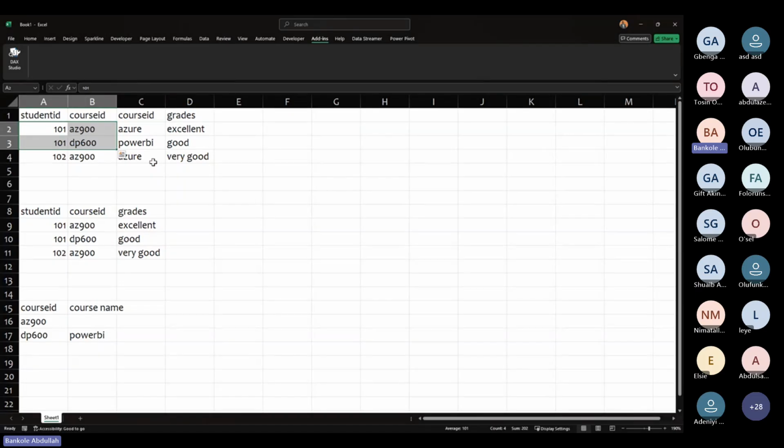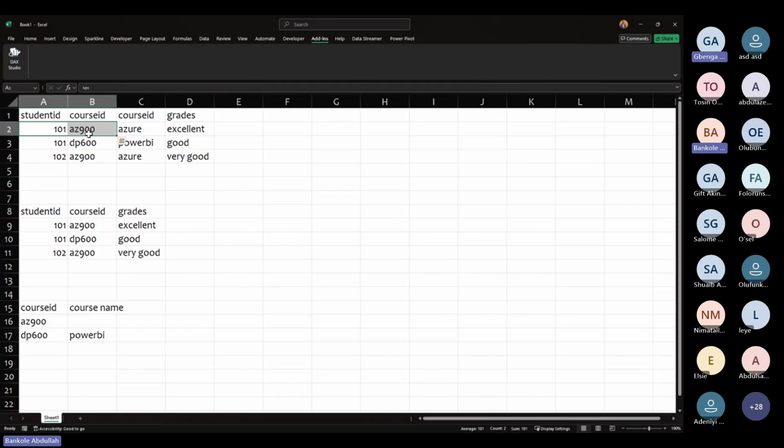In 2NF, we must not have a partial dependency. What are we talking about? If you look at the grades of the students, the grade actually depends on the student and the course the student took. Since the grade depends on both the course and the student, then it is not partially dependent.